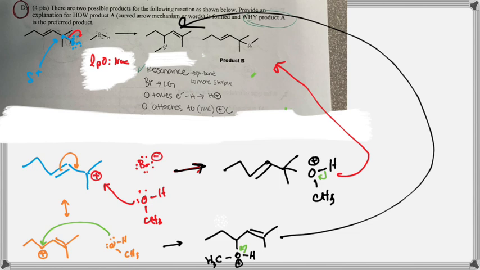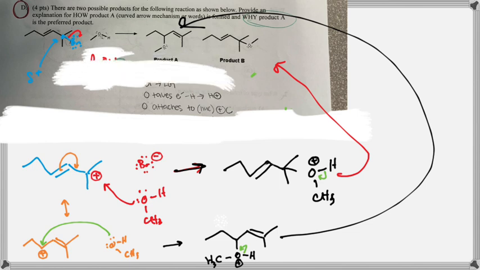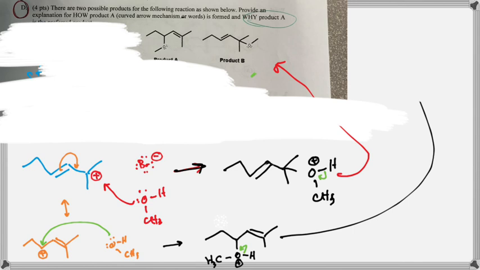What is the difference between product A and product B? The placement of the oxygen. Placement of the oxygen is one difference. What else? Placement of the pi bond. What's higher in energy, the sigma bond or the pi bond?